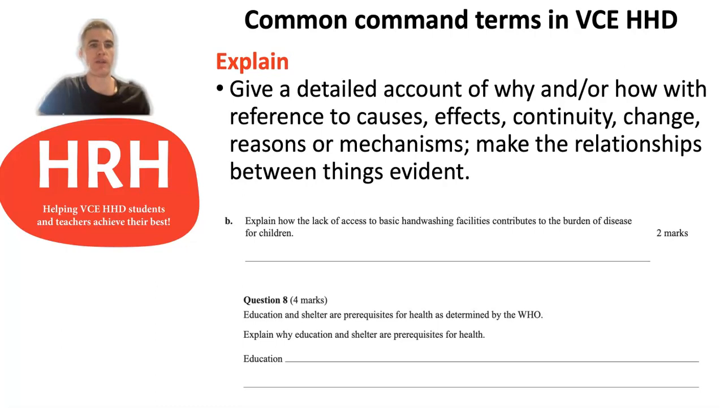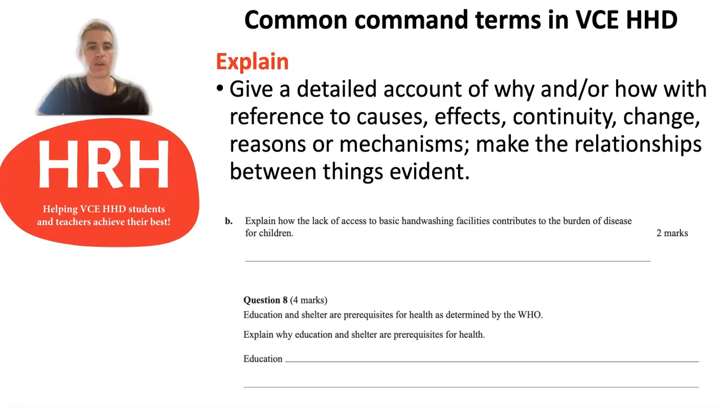So often you've got to give some information about that first concept that will then logically flow on to the next. So the fact that lack of access to basic hand washing facilities means that people might be more likely to contract or pick up bacteria in dirty water, and then link that to a health condition. So it might be an infectious disease, and then link that on to how that contributes to burden of disease. So you're explaining that link, or the relationship between those two concepts.